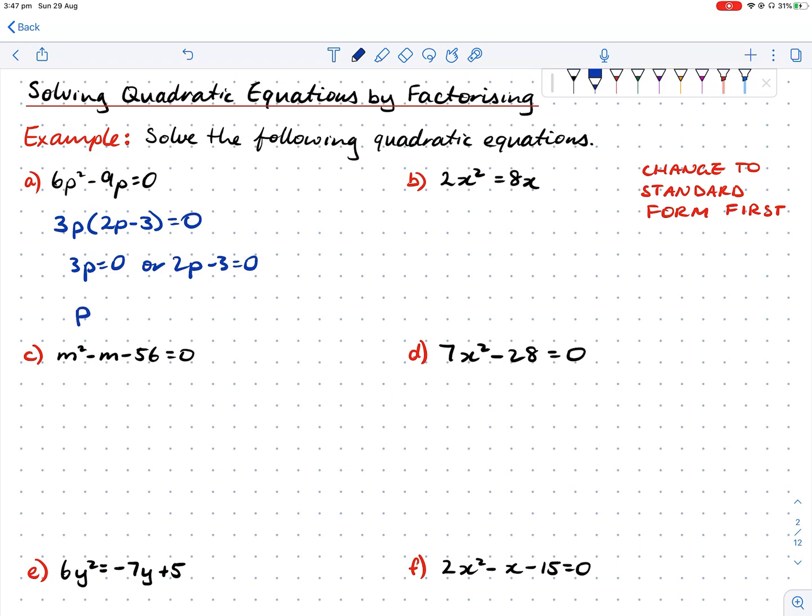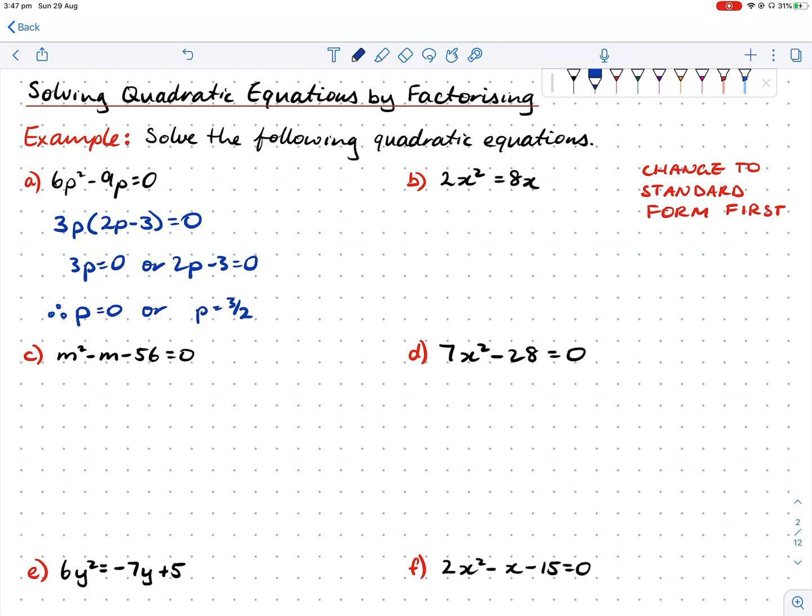So then p must equal 0, or if I move this one, it's a similar bracket to last time. Add the 3 over, divide by 2, or p is equal to 3 over 2. So that's the two solutions that will satisfy this equation. If I put in 0, you can see 6 times 0 is 0, minus 9 times 0, still 0, so it's equal to 0. If we put in 3 over 2, what we'll find is these two values should be equal to each other, so again it's going to equal 0.